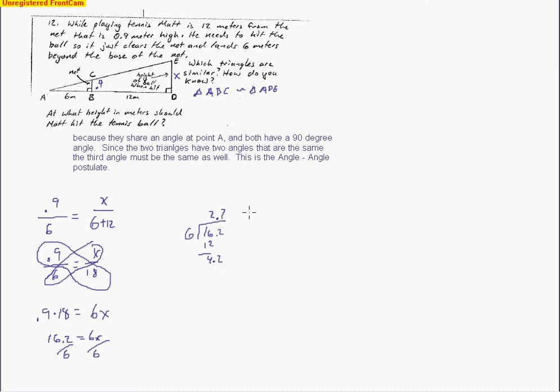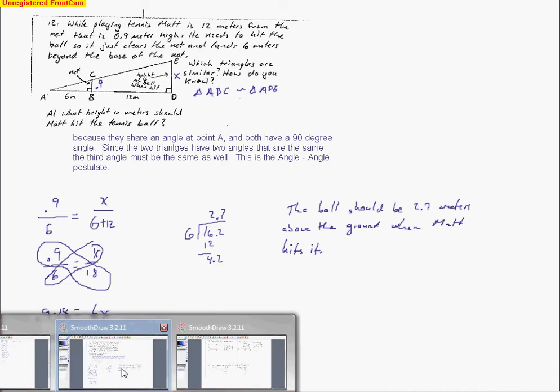So 2.7, so let's go ahead and write that as a little sentence, so we can say the ball should be 2.7 meters above the ground when Matt hits it.